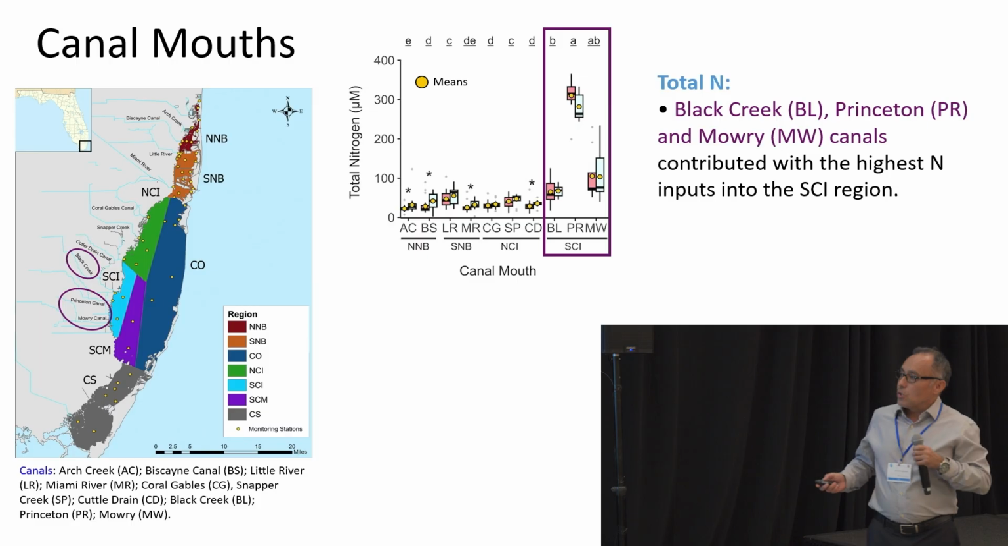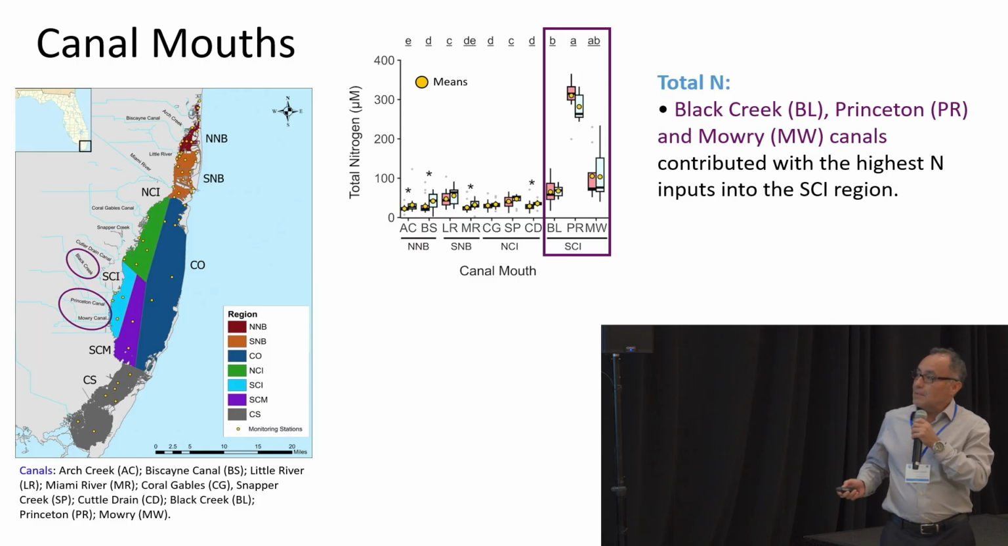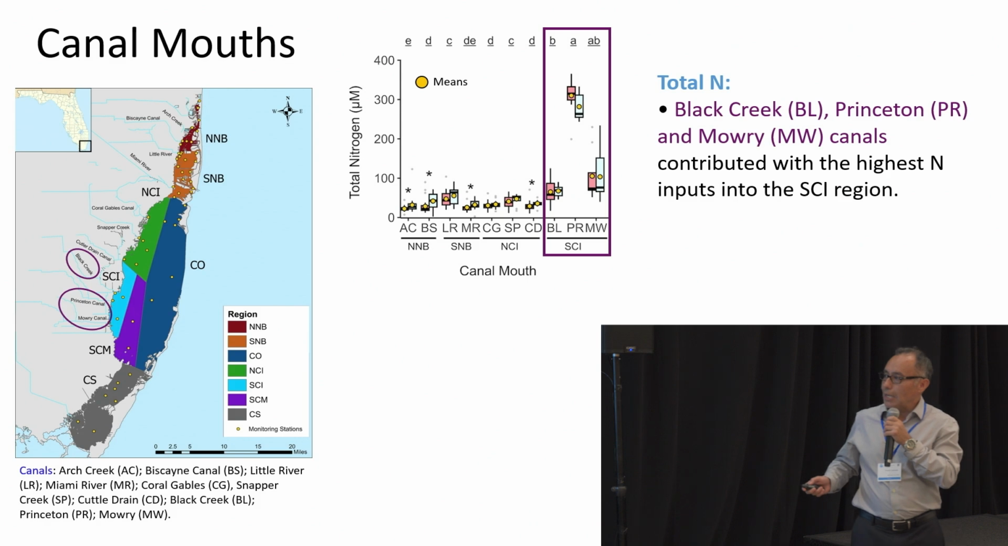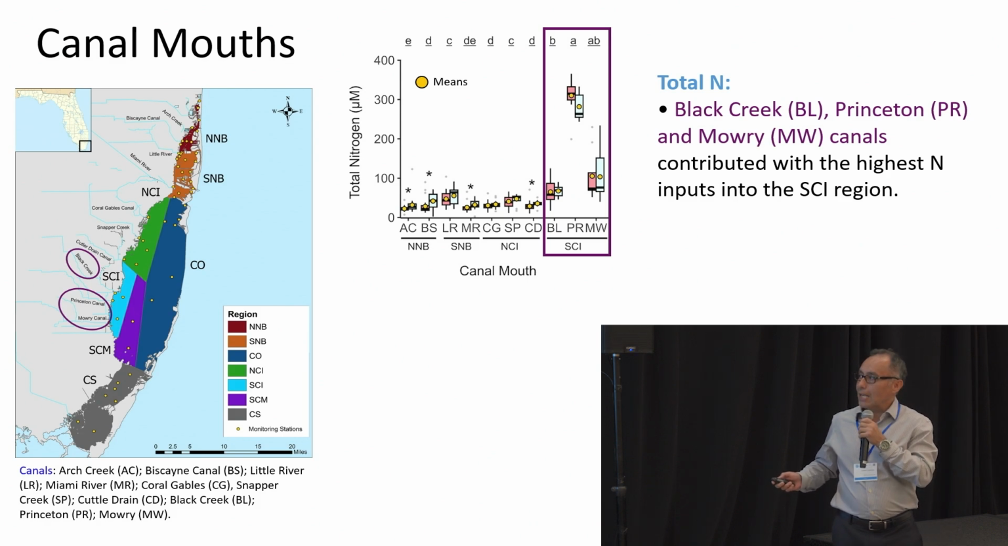Now the canals. So the canals have similar patterns. Here we have all the canals that I mentioned before, from the north all the way to the south. And in the south, we see that the main canals, Black Creek, Princeton, and Maury, contribute the highest concentrations of nitrogen into the system.